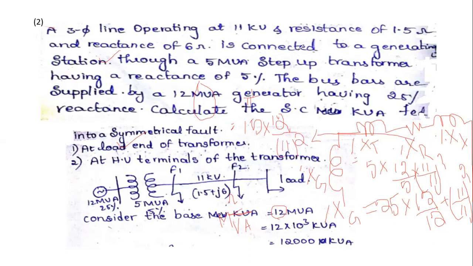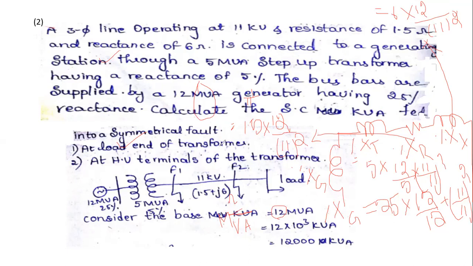Next, we calculate the percentage XX. How will we calculate the percentage XX value? Percentage XX equals, what is the X value? 6. 6 into MVA 12 by KVA whole square. What is the KVA? 11 whole square. This is the equivalent reactance values for the single line diagram. Understand me? This is the procedure for calculating the equivalent reactance for this single line diagram.